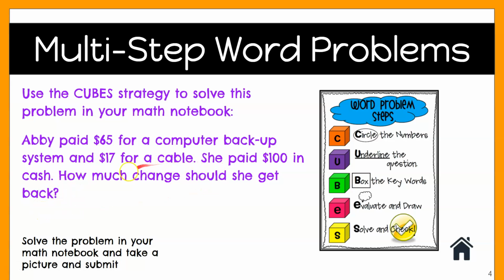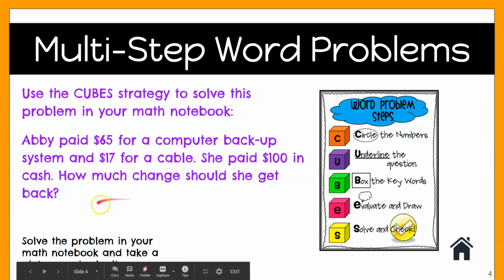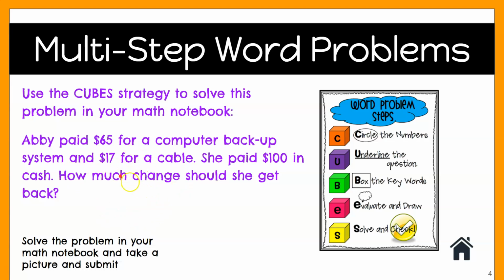Because when we have the word change in terms of money, that is going to be the difference between how much the items actually cost altogether and the bill that they gave. So Abby's total for 65 and 17 is less than $100. She gave a $100 bill to the cashier. The cashier has to give her money back. And that difference, that change, is what we're looking for.